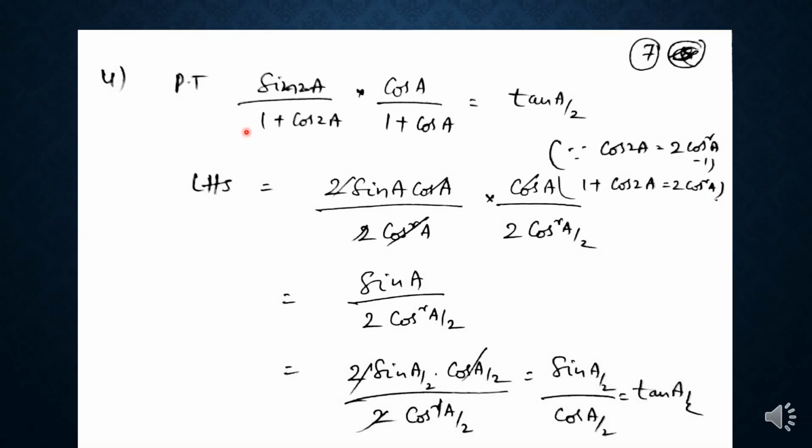Prove that sin 2a by 1 plus cos 2a into cos a by 1 plus cos a is equal to tan a by 2.